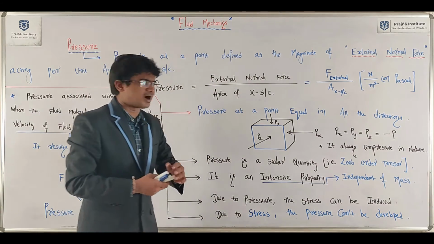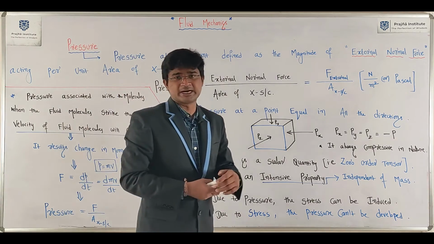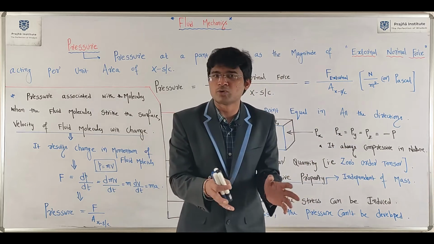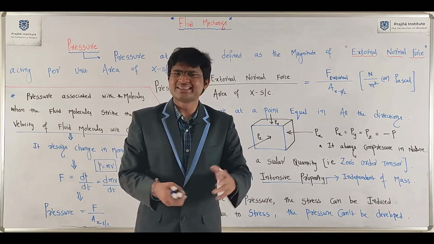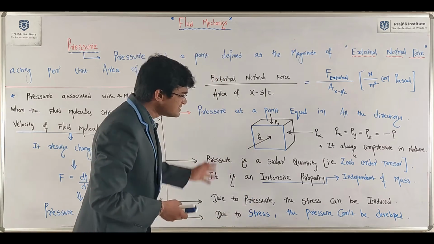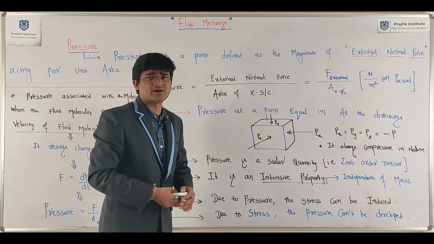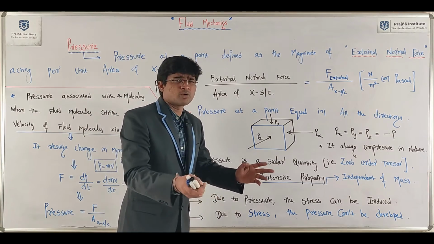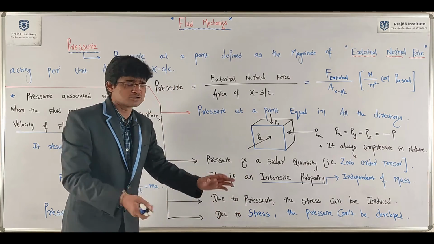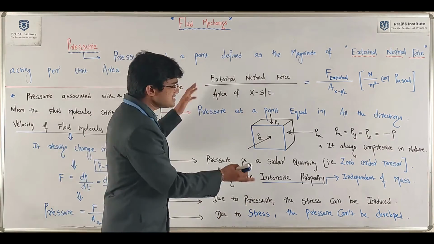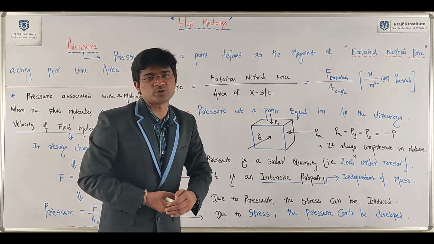These are the properties of pressure. I think these are very common statements, very fundamental to pressure. I think everybody knows these points. If 100 students attended the interview, most of the people will give the same explanation. Pressure is an external force acting per unit area of cross section. Pressure at a point is equal in all directions, is a scalar quantity, independent of mass. Due to pressure, stress can be induced. Due to stress, pressure can't be developed. These are very basic points for mechanical and civil engineering students.